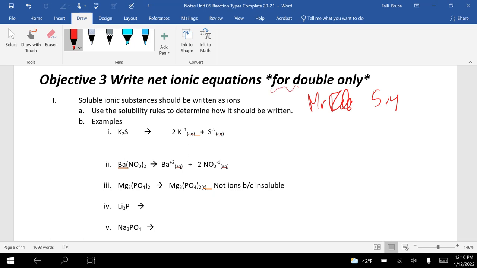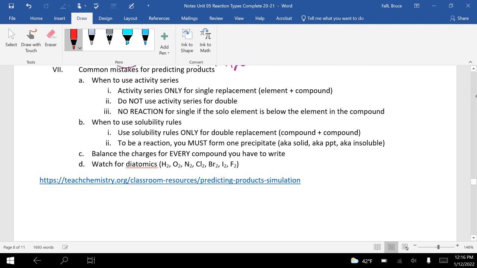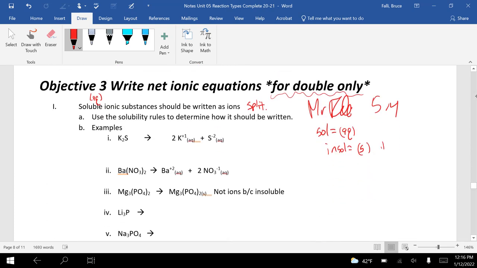Now this is for double replacement only, okay? Soluble ionic substances should be written as ions. Remember, soluble means aqueous. Ionic substances should be written as ions, which means split apart. Use the solubility rules to determine how it should be written, which means if it's aqueous, then it's written as ions. So soluble equals aqueous. Insoluble equals solid. And remember, solid could also be written as a down arrow, right?